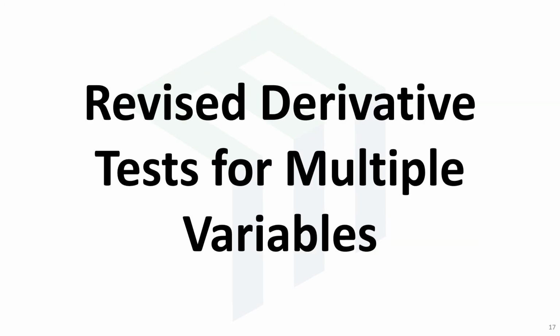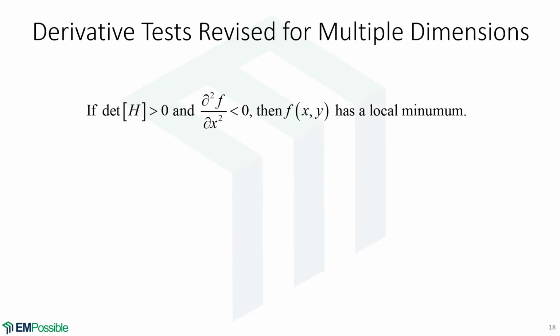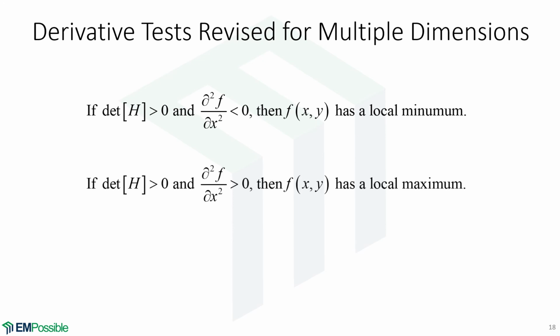Revise derivative tests for multiple variables. So here's the derivative test. If our Hessian is greater than 0, and we can look at the second order partial derivative with respect to x or y, if that is less than 0 and the Hessian is greater than 0, then we have a local minimum. Again, if our Hessian is greater than 0 and our second order partial derivative is greater than 0, this is with respect to x, but could also be with respect to y, then we're talking about a local maximum.